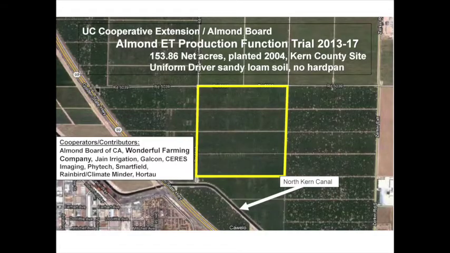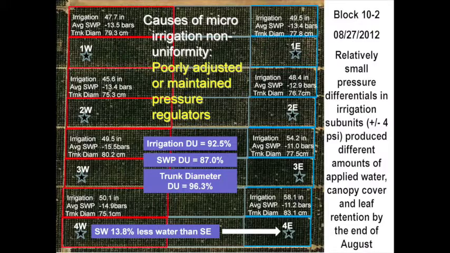So let's take a look at a field quarter section example right here. This was an east side field right near Laredo and I-99, Driver sandy loam. This was actually the sectional water pressure regulator measurements that we made on the west side of the field and the east side of the field the year before we initiated that ET trial.